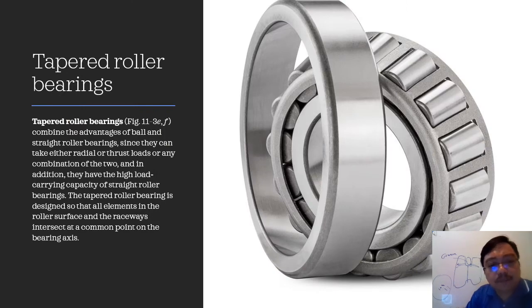This is a tapered roller bearing. It combines the advantages of ball and roller bearings, since they can take either radial or thrust load or a combination of the two. In addition, they have a higher load bearing capacity than a straight roller bearing.